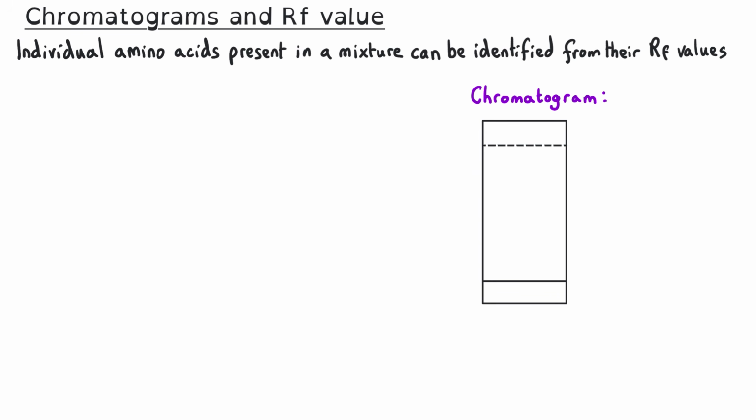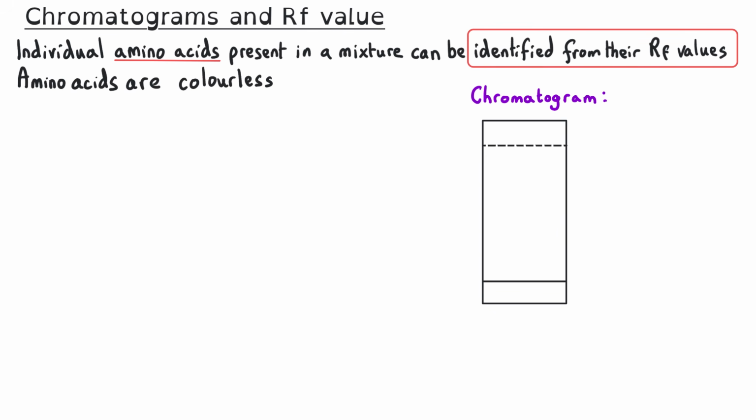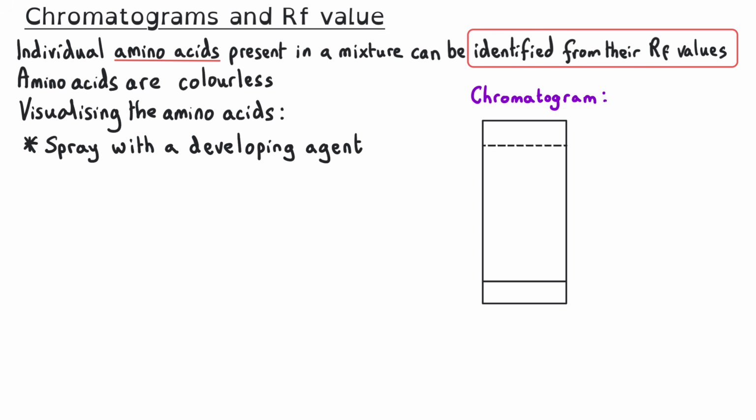Individual amino acids present in a mixture can be identified from their RF values. However, amino acids are colourless, and so they don't stand out against the white of the plate. And this means that in order to see the amino acids on the plate, we need to either spray the plate with a developing agent, such as ninhydrin, or visualise it using ultraviolet light.